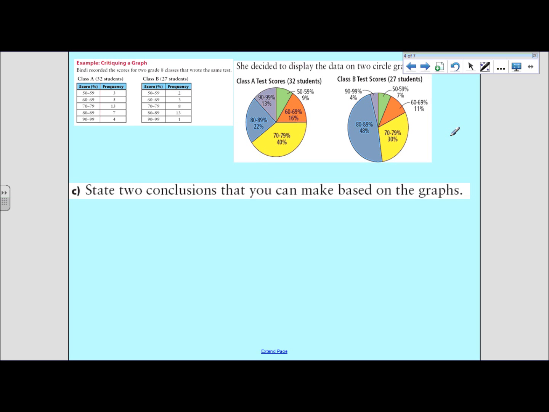So 2 conclusions that you can make based on this graph. I would say that the most frequent grade in Class A would be the 70 to 79, and the most frequent in Class B would be 80 to 89. Those would be my 2 conclusions based on these graphs.